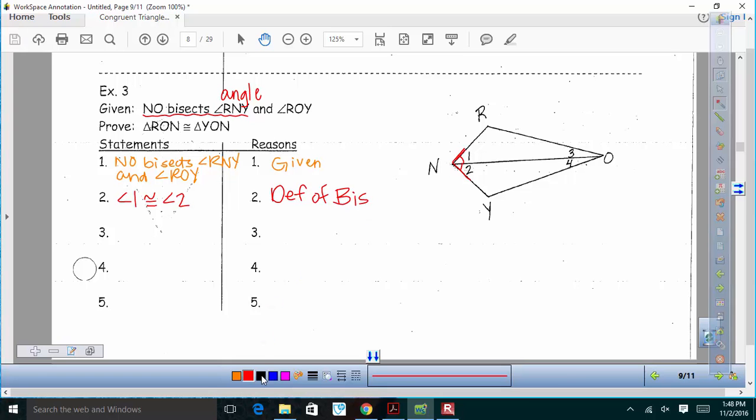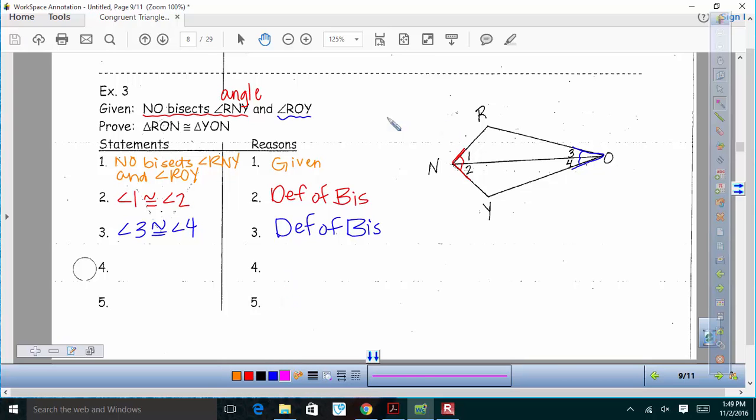Okay. And the second part of the given tells me that it also bisects ROY. So ROY is this angle here, which means what two angles are equal? 3 and 4. Does it say up here 3 and 4 is congruent? No, so we have to write that. Angle 3 is congruent to angle 4. So did y'all notice this one has 5 steps? That's why, because the given implies 2 things instead of just 1 this time.